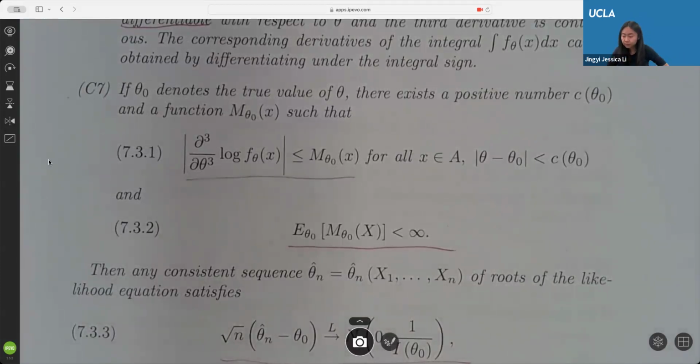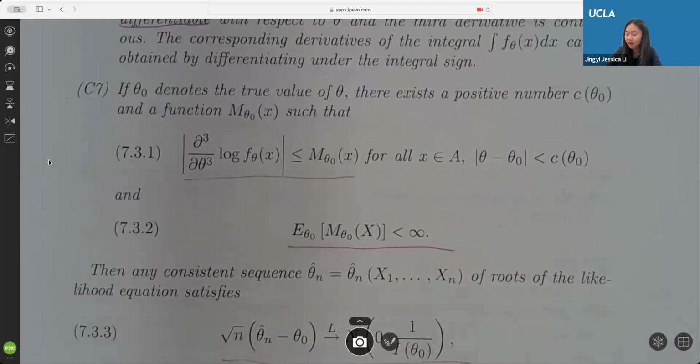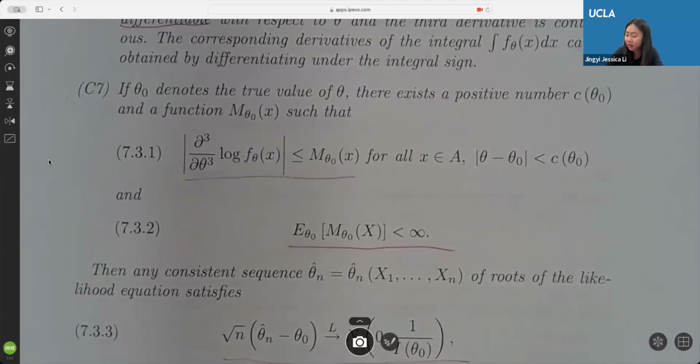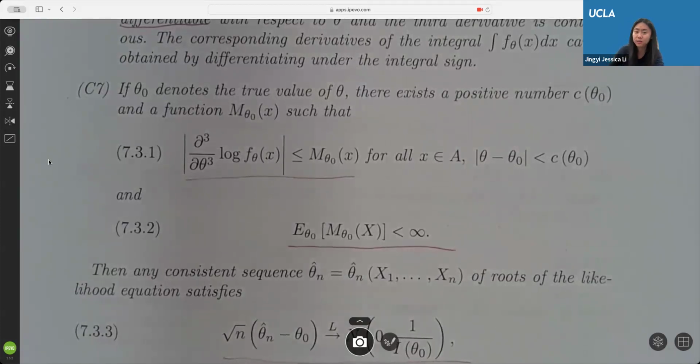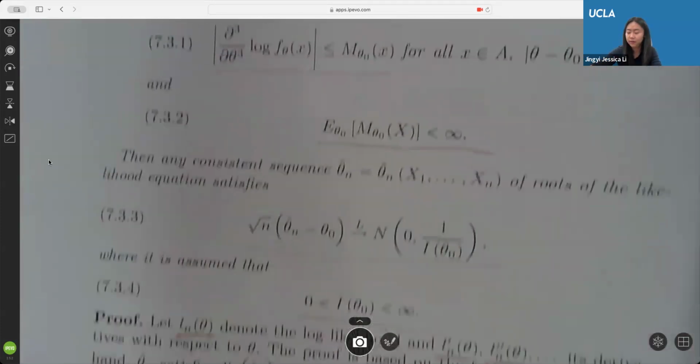Let's prove it. The key idea is Taylor expansion. Taylor expansion is used in the delta method and also in MLE asymptotic normality. If you want to name one useful technique for asymptotics, it's Taylor expansion. All right, let the small l_n(theta) denote the log likelihood, and its derivatives with respect to theta.